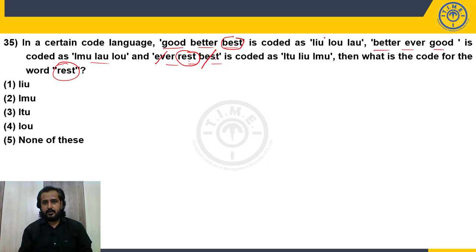So in this first and third, what is the common? LIU. So rule it. Ever. In these two we have common ever. So what is going to be eliminated? LMU. So it is eliminated. So what is the remaining? LTU. So what is the code for rest? LTU. Choice 3. So this is a simple way to answer this kind of questions. Okay. So choice 3.